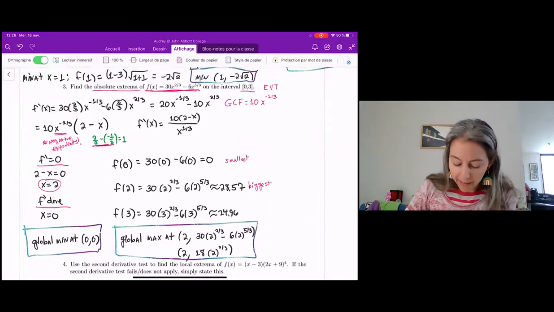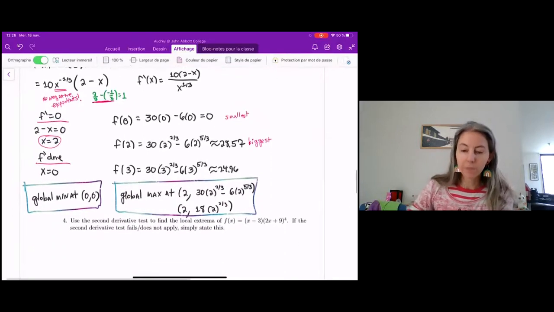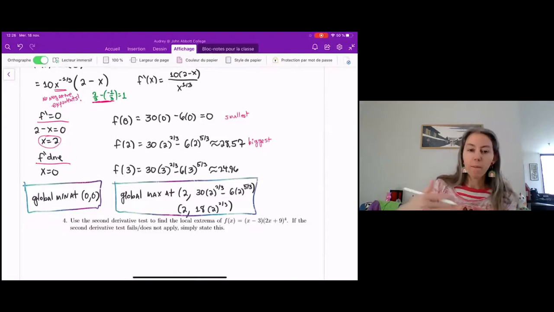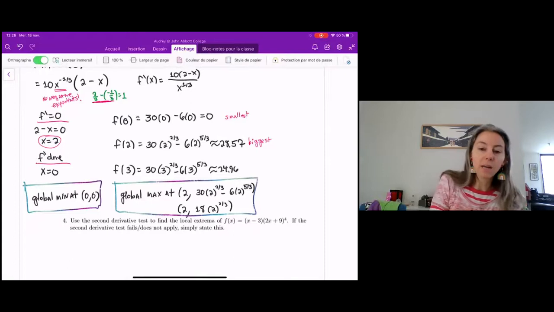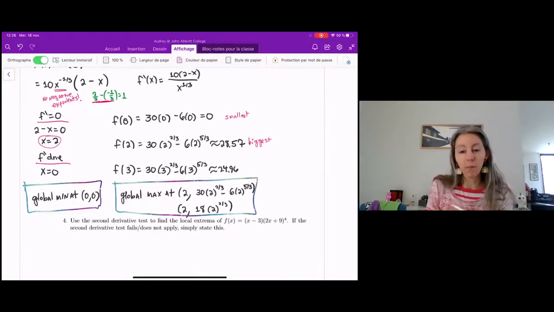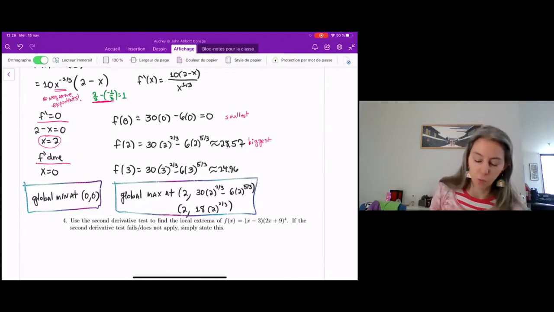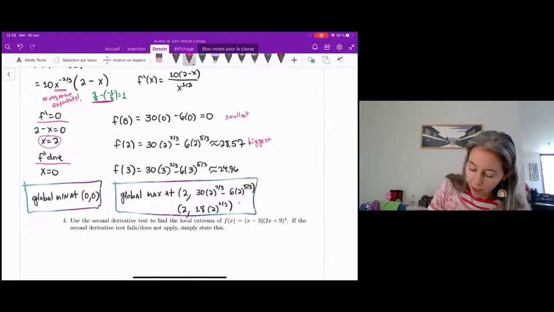So I plug them back into the original function so that I can find my biggest and my smallest y value. So I'm plugging in the endpoints, my 0 and 3, and my critical values that I found. That 2 was on the interval, that 0 was an endpoint. So they are both values I'm going to be plugging in. I plug them in to get my global min at 0, 0, and my global max at 2, 18 times 2 to the 2/3. You do not have to simplify that. You can leave it like that.